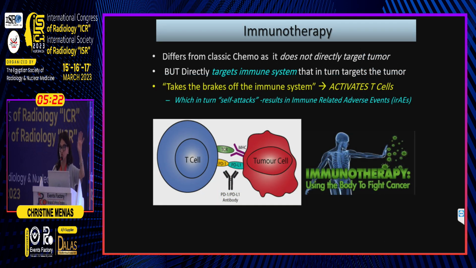Now, we're not going to go into the basics of the molecular biology, but something very simple to remember. Immunotherapy differs from chemo because immunotherapy hits our immune system. It revs up our immune system. It makes our T cells go crazy to attack the tumor. So it activates the T cells to attack the tumor, not attack the tumor itself. And because of that, it attacks the host, so it'll attack us as well.